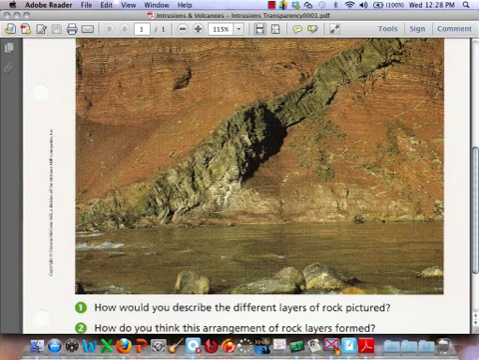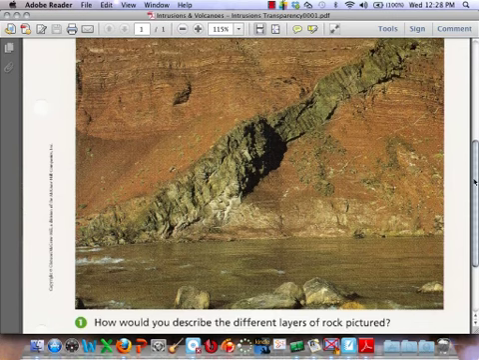All right, ladies and gentlemen, when we begin today's lesson, we're talking about igneous intrusion. So I want to give you a great picture of what one would look like.